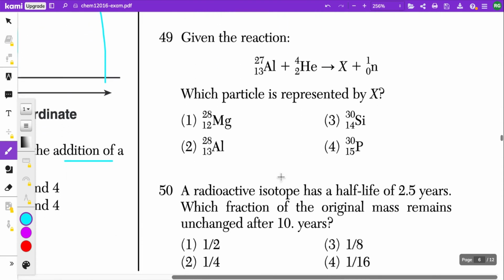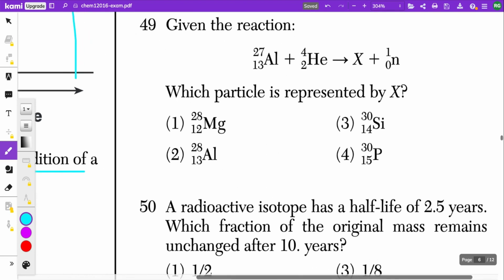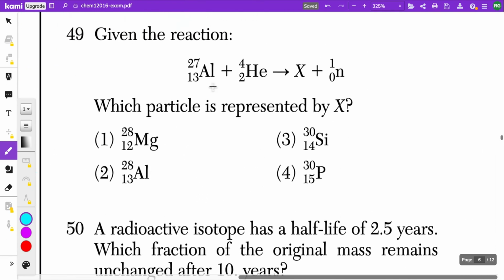bombs, atomic bombs. So to balance out this reaction, all you got to do is make sure that the stuff on the top on this side equals the stuff on the top on this side. And you have to make sure the stuff on the bottom on this side matches up with the stuff on the bottom on this side.